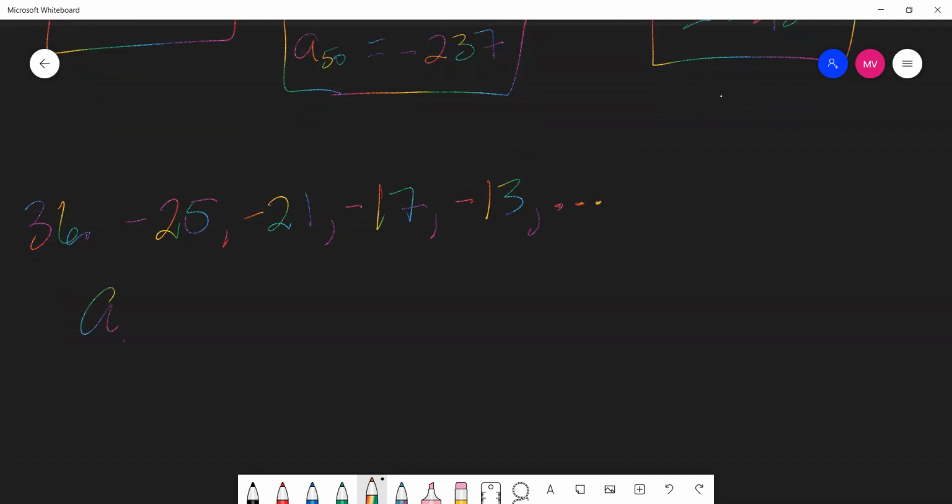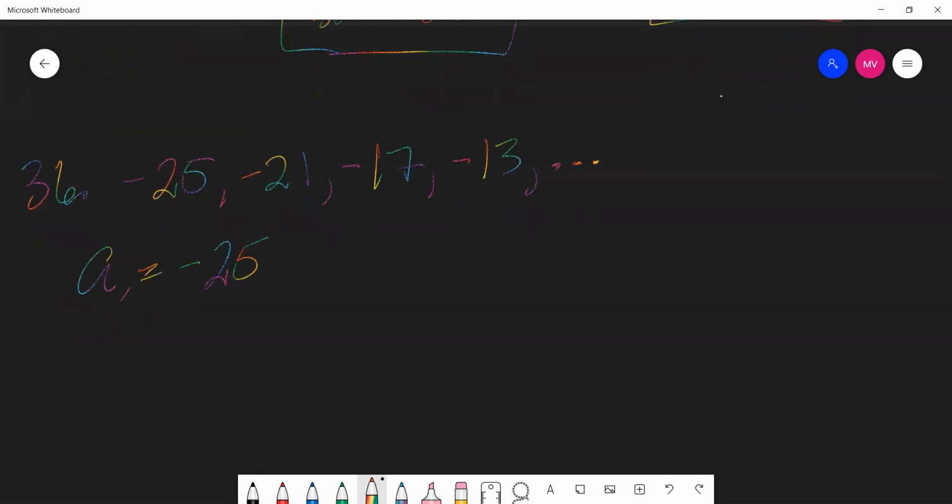Okay, so A1, the term at position 1, is negative 25. Sorry, my pen's starting to drag a little bit, I think it's my internet connection. Okay, and then my difference is, first off, is it positive or negative? It's positive because our numbers are getting larger in value. The smaller a negative number is, the higher its value is compared to the others. So it's positive 4. And that's really all we need to write an explicit formula.